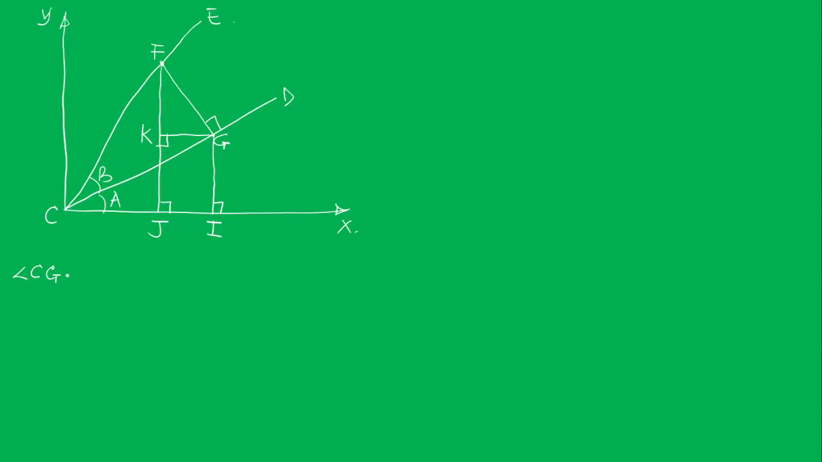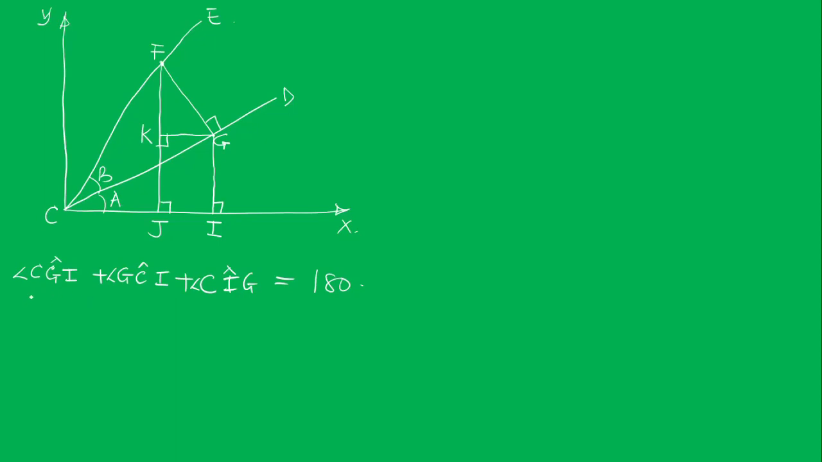Angle CGI, which is here, plus angle GCI, which is here, plus angle CIG. So this also represents an angle. Now this angle plus this angle plus this angle is equal to 180. That is the sum of angles of a triangle.